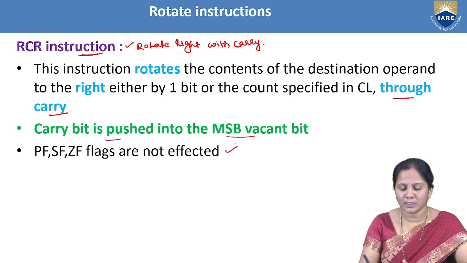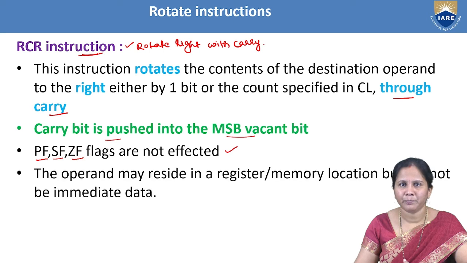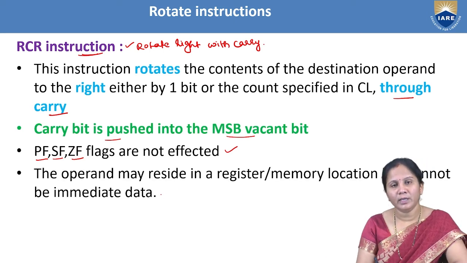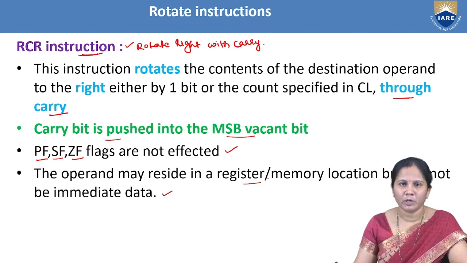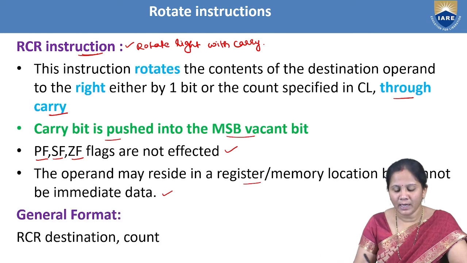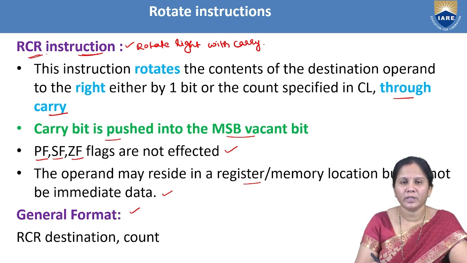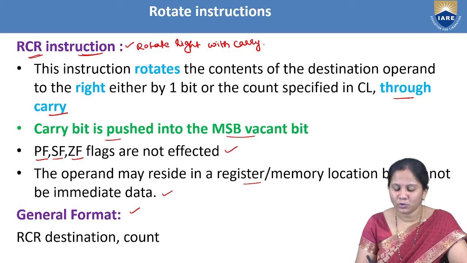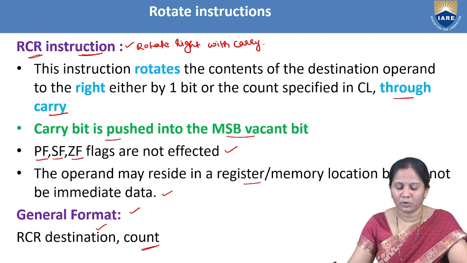So when this instruction is executed, parity flag, sign flag and zero flag will be affected. And in this case also, the operand may be residing in a register or a memory location, but cannot be an immediate data. And the general format of this RCR instruction is destination, count. So how many times you have to perform the rotate right operation with carry, those many times you have to indicate in the count value. And here the destination can be either register or memory location.